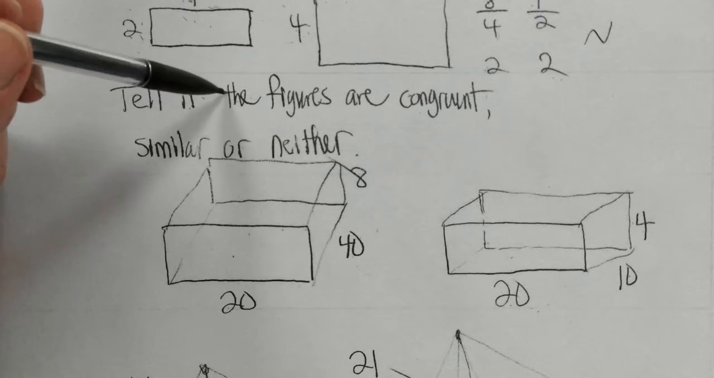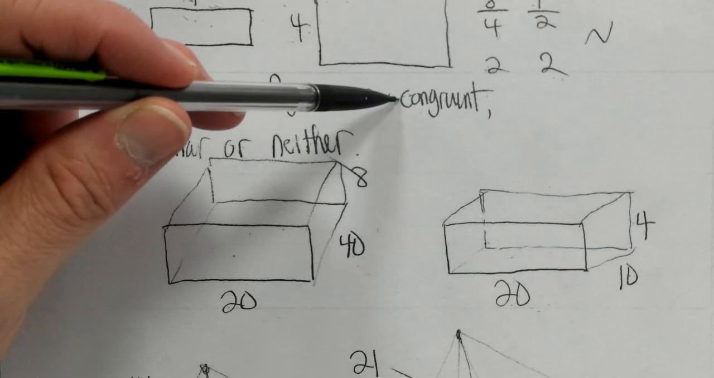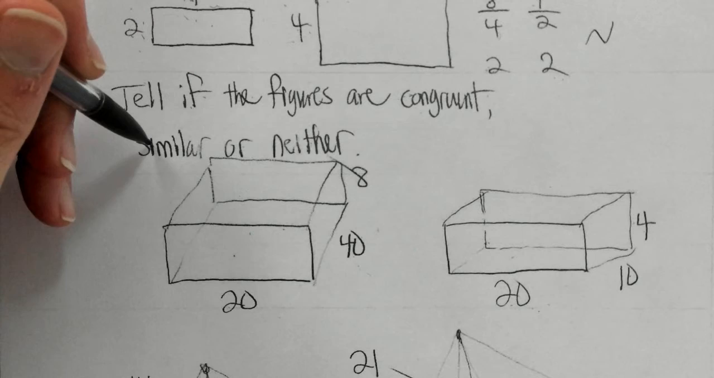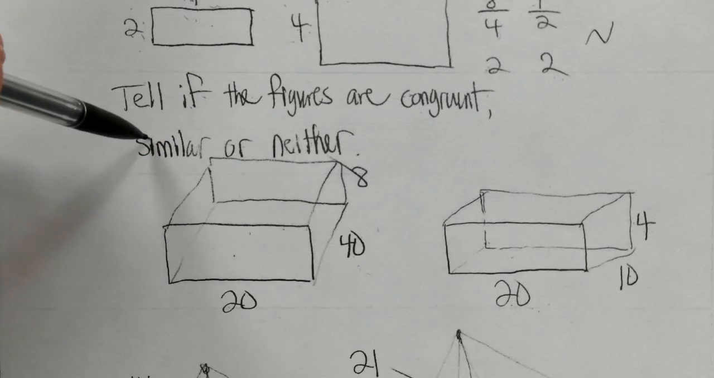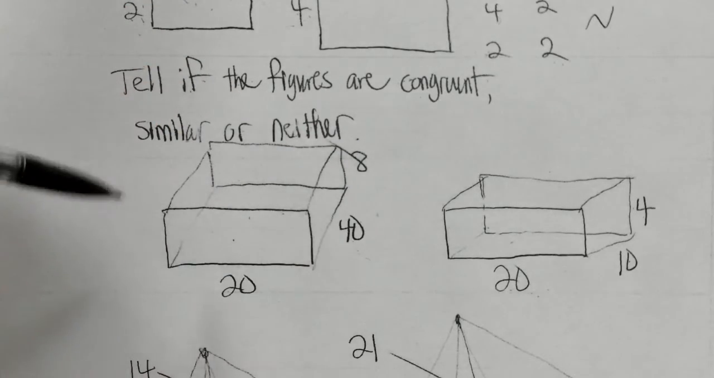What we want to be able to do is tell if these figures are congruent, similar, or neither. If they're the same size and same shape, they're congruent. If the corresponding parts are proportional, like we had shown here, then they'll be similar. And if neither one of those two statements is true, then it would be neither.